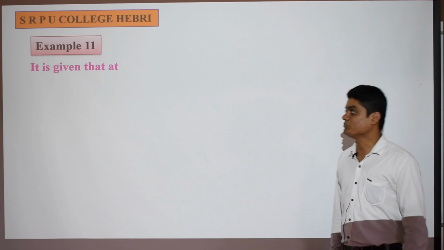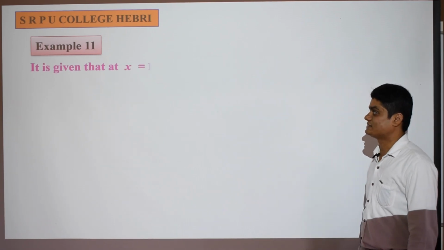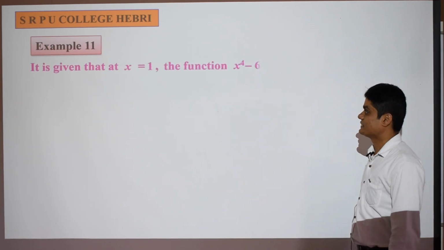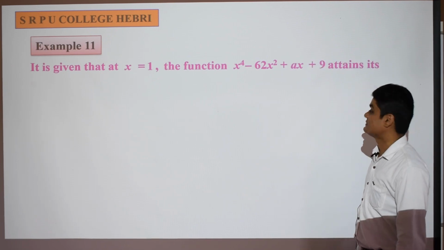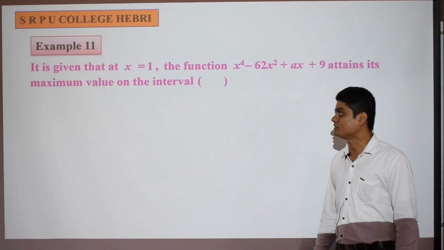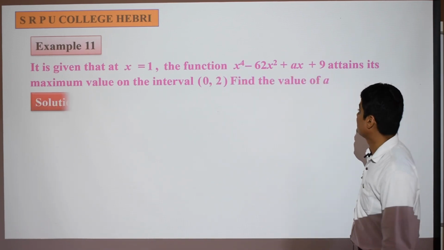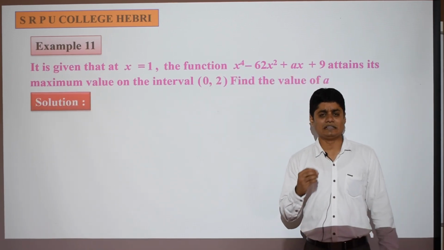So one simple problem is like this. It is given that the function f of x equals x power 4 minus 2x square plus ax plus 9 attains its maximum value at x equal to 1, in the interval 0 to 2. Find the value of a. So this is one different question.